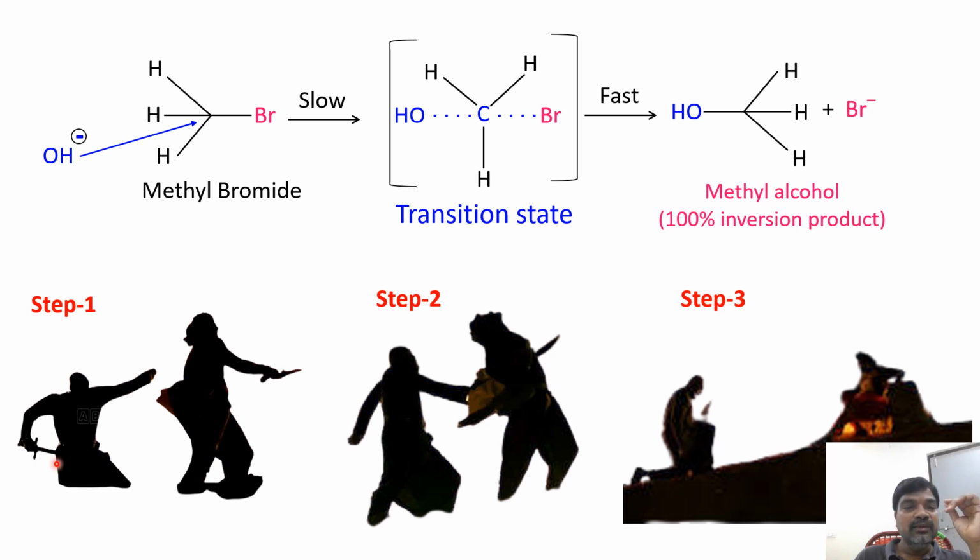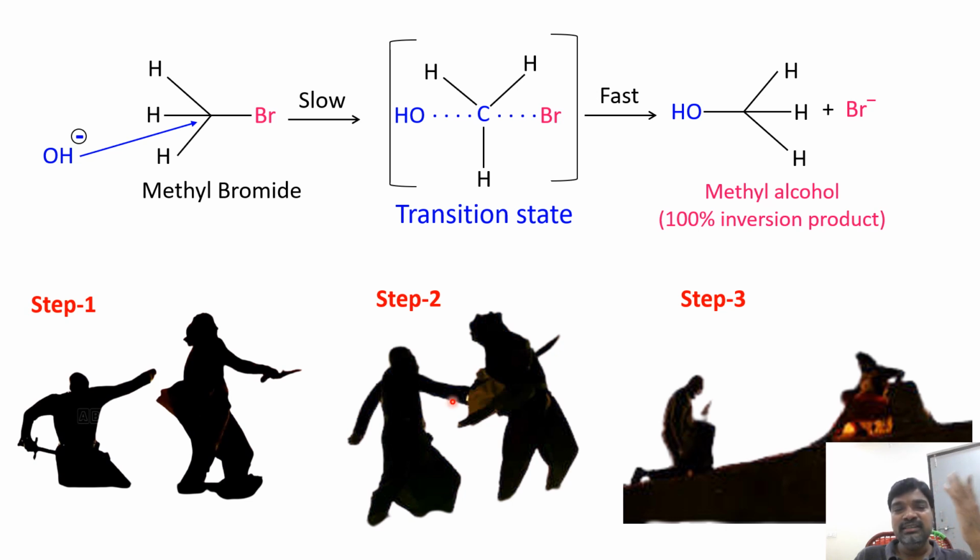Because in the Bahubali climax, what is happening is Kattappa is attacking from the backside of Bahubali. To attack from the backside, it takes a very long time, almost 4 to 5 years. Similar to the Bahubali movie, in this SN2 also it is the same. OH minus should attack from the backside of the leaving group, that is Br. But it takes a lot of time, and it is the slow step and the rate determining step. After Kattappa attacks Bahubali, there are a few seconds of complete silence. That is called the transition state.